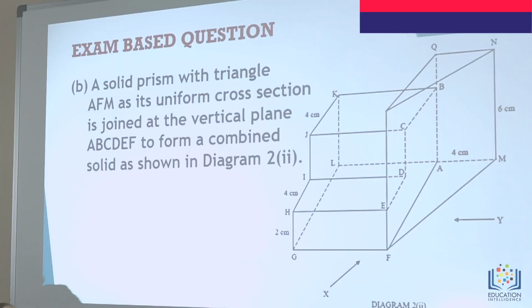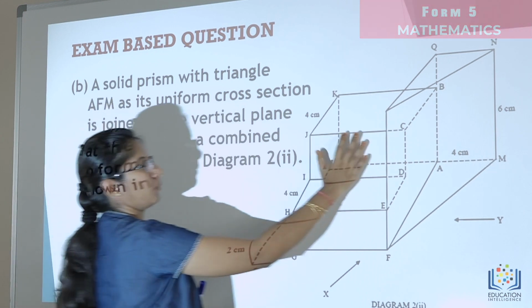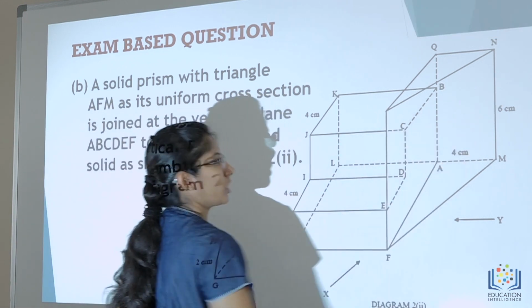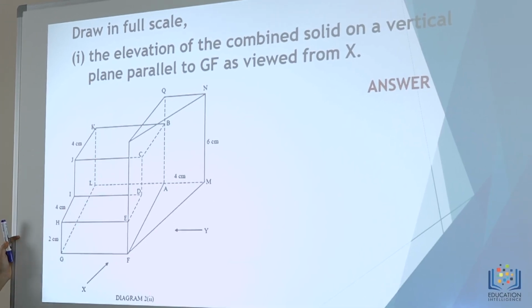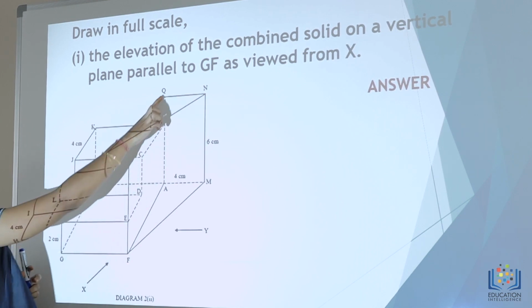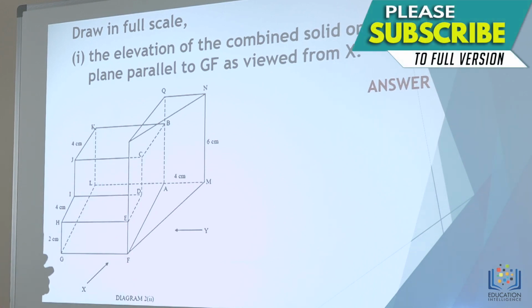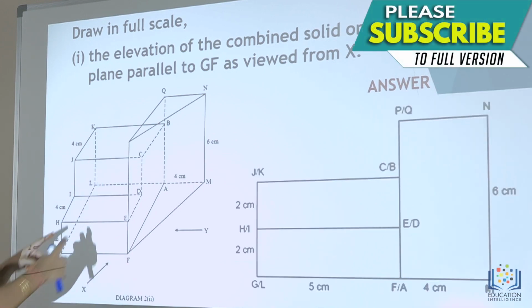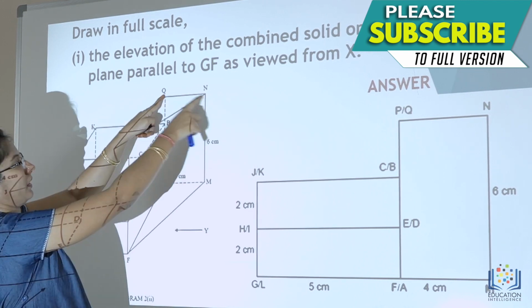The same thing, but there is an extra prism there. You can see this one is the same one, but they have attached another solid, which is a prism. So if you view from the front, you can see a rectangle here, another rectangle here, and then you also can see another rectangle here. If you look from here, you can see this, you can see this, and then you can see this.